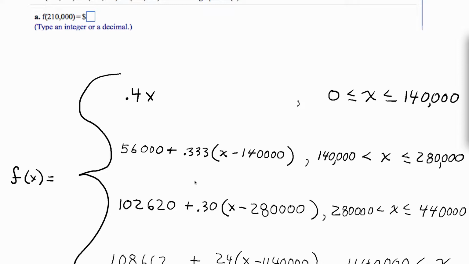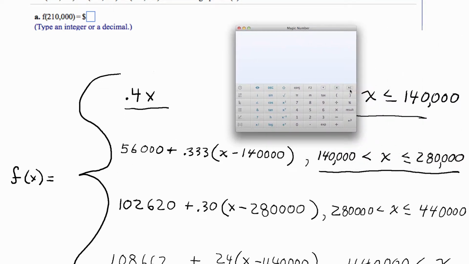So here we have, for the first $140,000, the function is, we just multiply by 0.4. Then to find the next part of the function, when you're between 140,000 and 280,000, we need to calculate this quantity here, this 56,000. The way that you get that is you take 40% of the first 140,000, and that works out to 56,000, and it does.